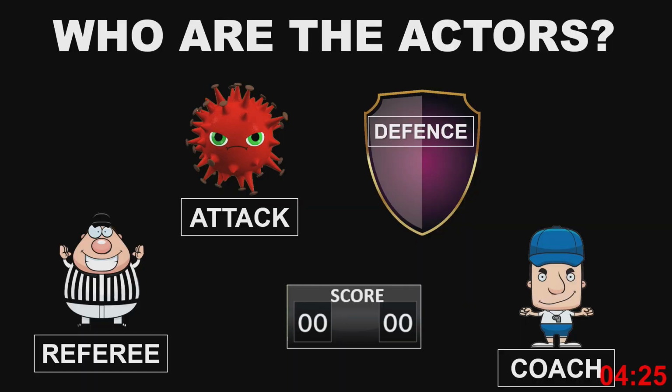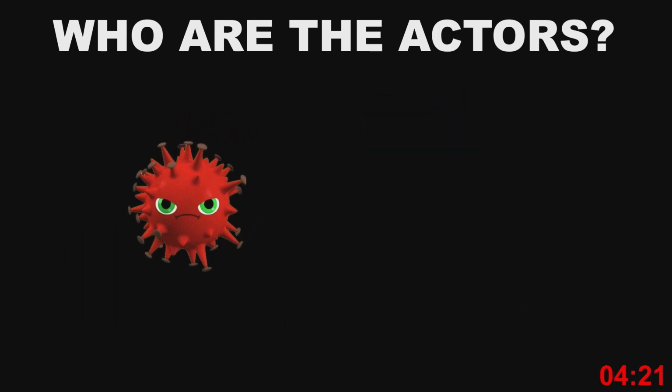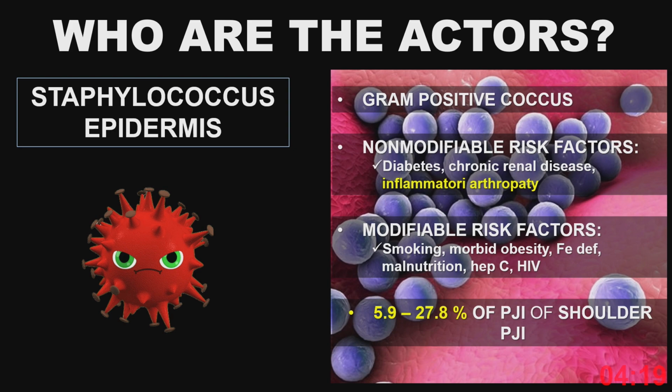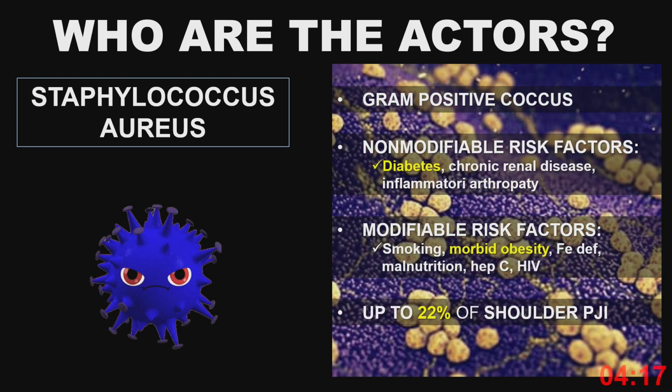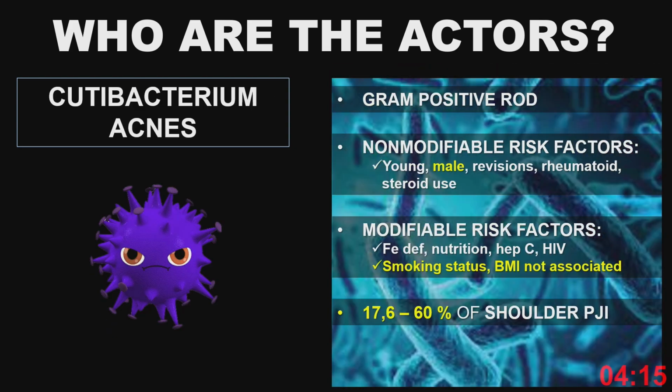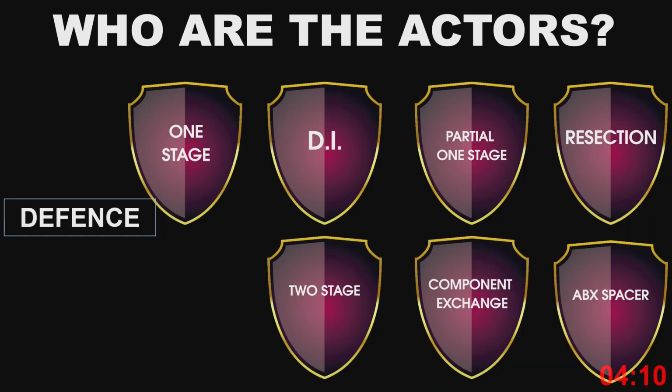Let's give a look. Who are the actors? Referee, attack, score, defense, coach. Who are the enemies? Staphylococcus epidermidis, Staphylococcus aureus, Cutibacterium acnes, everyone with some characteristics. The difference is 1 stage, partial 1 stage, the breach, 2 stage, components change, spacer resection.